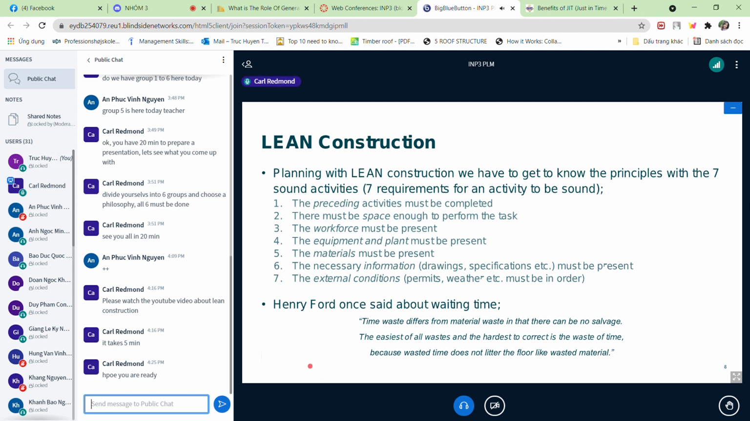And the bottom here is also what Henry Ford once said about waiting time. Time waste differs from material waste in that there can be no salvage. The easiest of all wastes and the hardest to correct is waste of time, because wasted time doesn't live on the floor like wasted material. You can't really see it. The material, if it's gone to waste and it's on the floor, it's present, you can see it. But if someone is wasting time, you can't really see it.